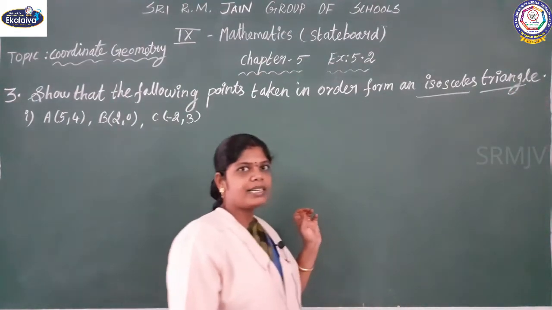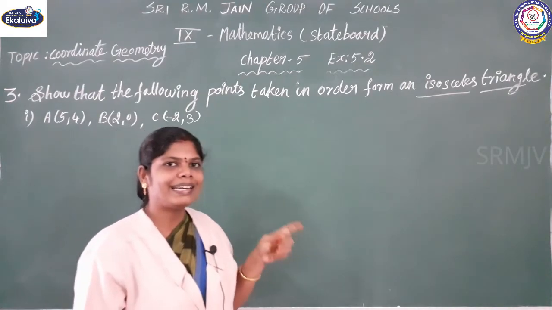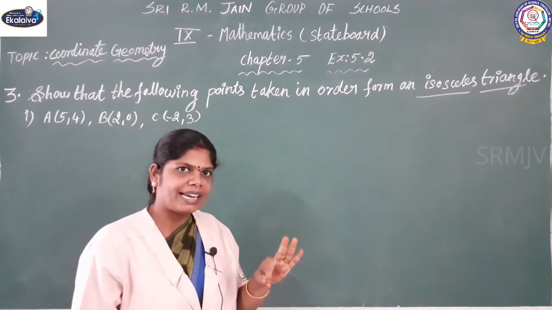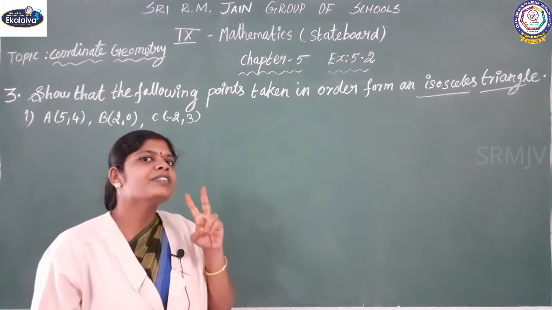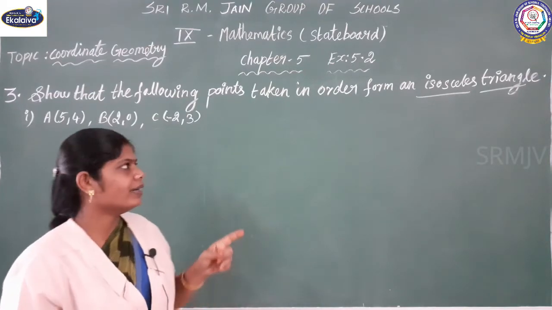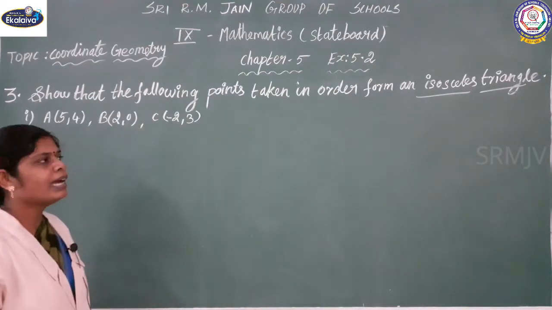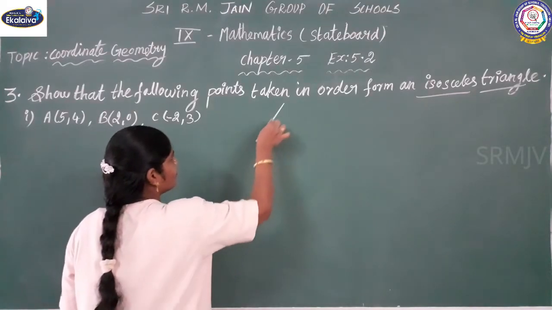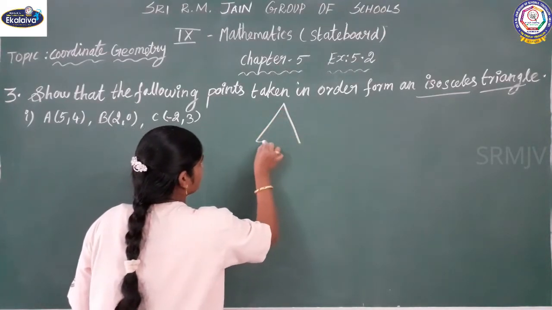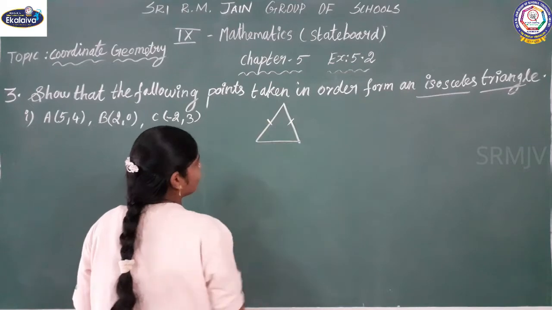So, what is an isosceles triangle, children? Two sides are equal. In a triangle we have three sides. Out of three sides, two sides are equal. That type of triangle is called isosceles. Look here, these two sides are equal.